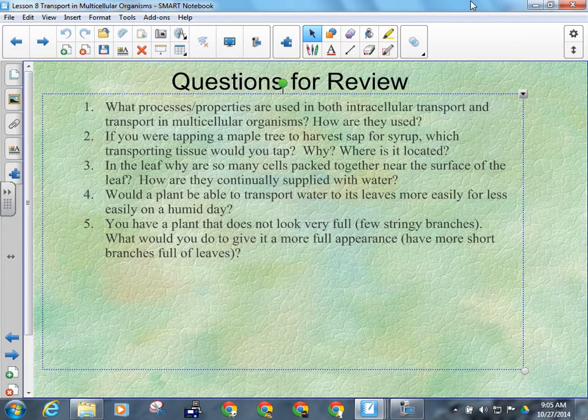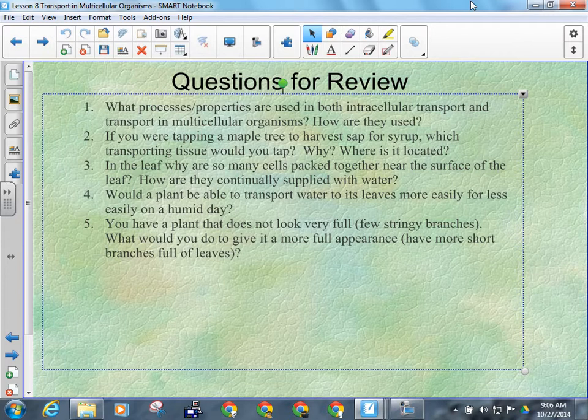Okay, number 2, if you were tapping a maple tree to harvest sap for syrup, which transporting tissue would you tap? So we got xylem or phloem. Which one is going to carry sugary sap? The phloem. Okay, and that means that the tube you put into the tree is not going in very far. It's not like you have to hammer it in and drive it halfway through the tree. If you do that, all that's going to come out is water. All right, well, like salty water, but you probably don't want to put that on your pancakes. You want the sugary stuff that's moving down by gravity, and so you want to tap that part and have the sugary sap come out.